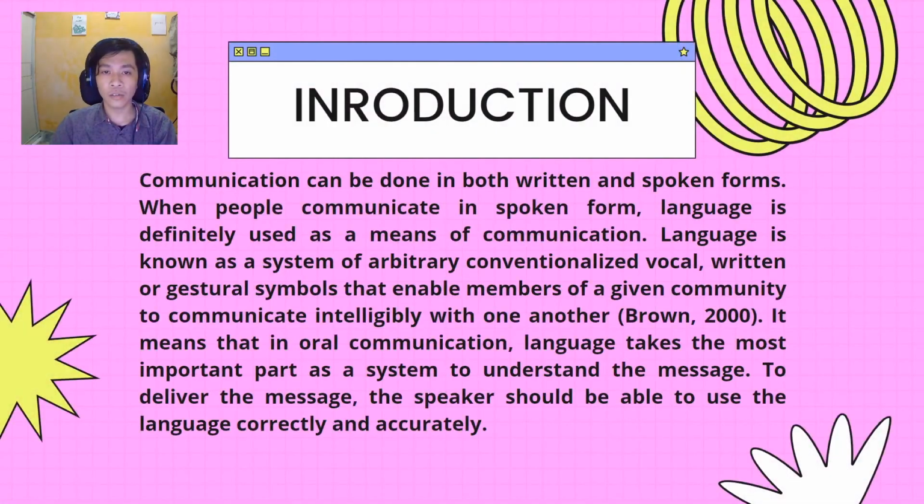Next is introduction. The introduction from my journal is: communication can be done in both written and spoken forms. When people communicate in spoken form, language is definitely used as a means of communication. Language is known as a system of arbitrary conventionalized vocal, written, or gestural symbols that enable members of a given community to communicate intelligibly with one another. It means that in oral communication, language takes the most important part as a system to understand the message. To deliver the message, the speaker should be able to use the language correctly and accurately.